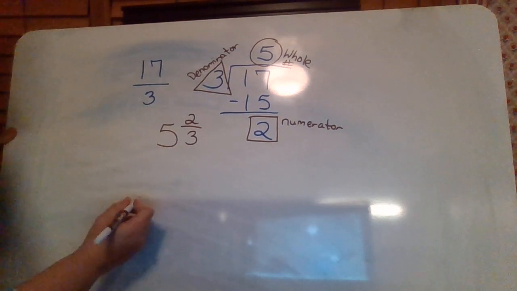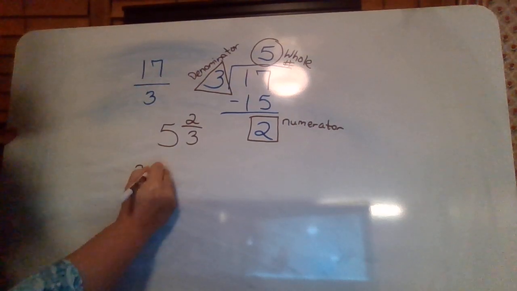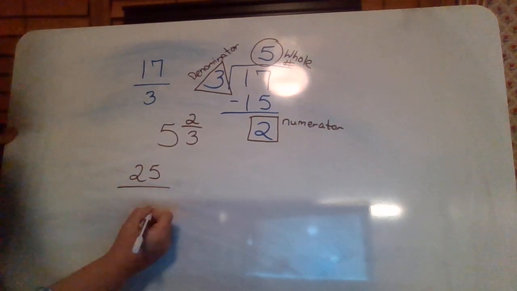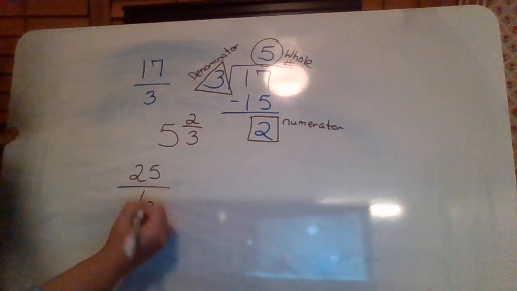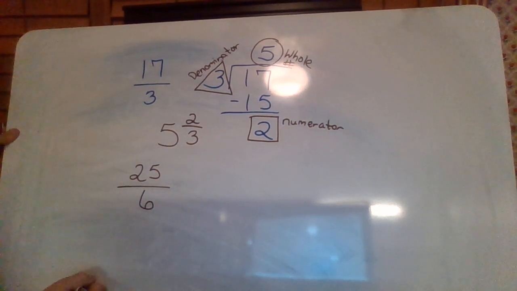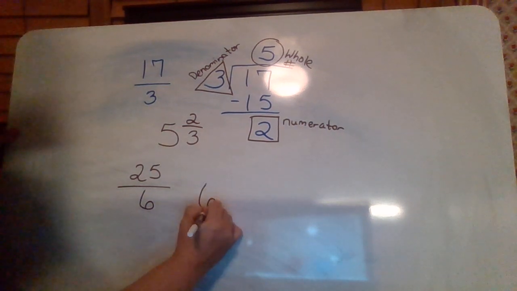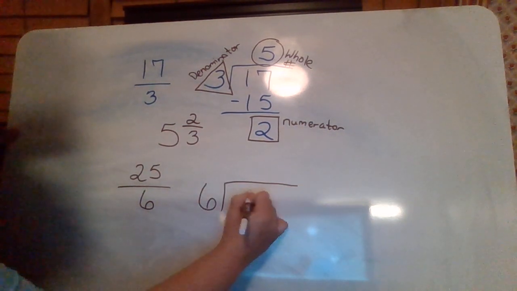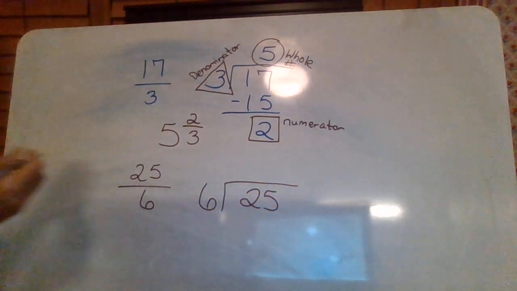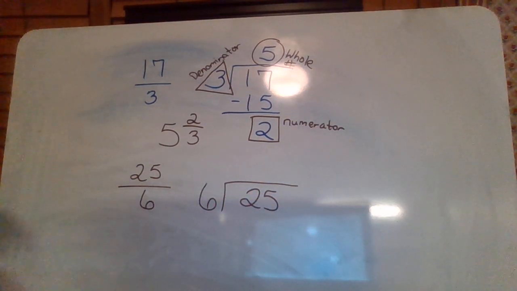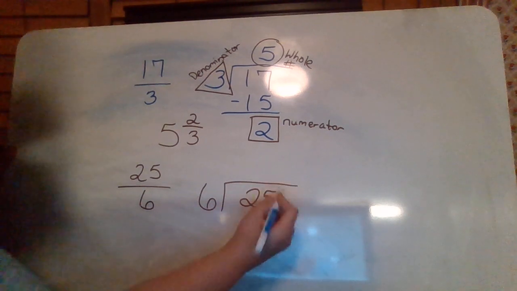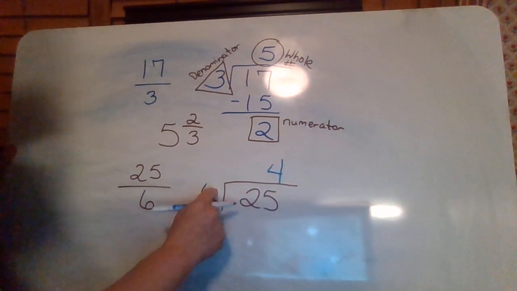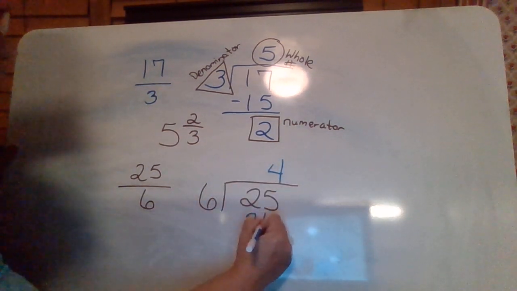Okay, let's do another one. Let's say I give you 25 over 6. Okay, so the 6 goes on the outside because it's the denominator, and the 25 goes on the inside. The 6 is also called the divisor. How many times does 6 go into 25? It goes into it 4 times. 6 times 4 is 24.